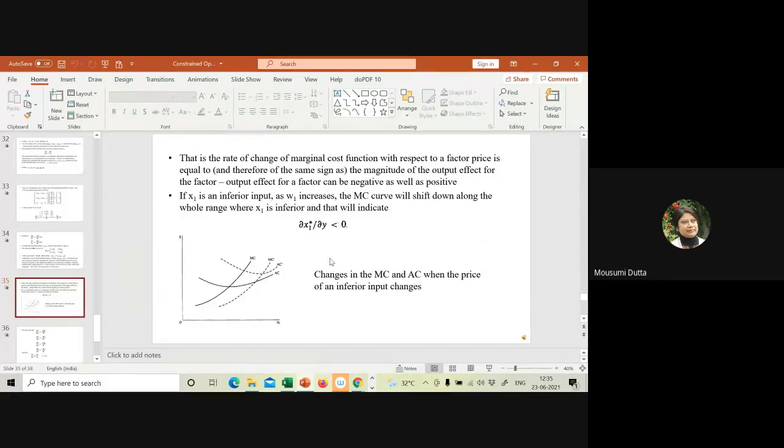This may be negative, and that is accommodating the fact that del MC by del Y can be negative as well. In general, we consider del MC by del Y is positive. However, if the input is inferior, or if the context is del X1 star by del Y is negative, in that case del MC by del Y will also be negative. So this issue is coming in our analysis.